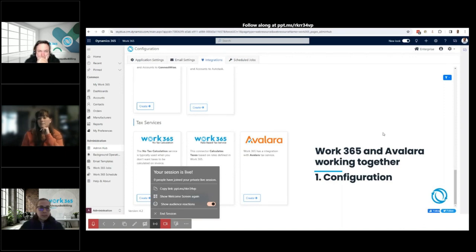So the first thing that you'll need to do is visit your integrations. This is in your admin hub, so you'll see your integrations tab there. You'll scroll down, you'll find the Avalara connector, and you'll just hit create to create a new connection. And then you go to the next slide. I can show you what that looks like.